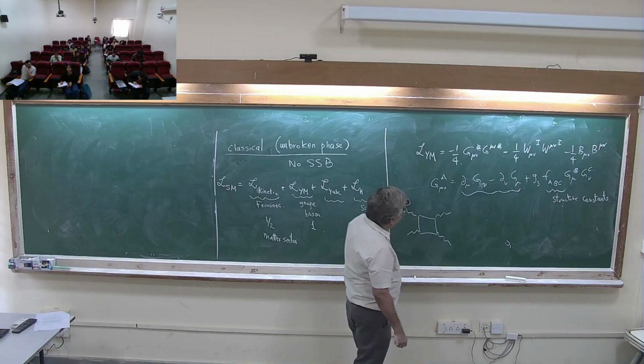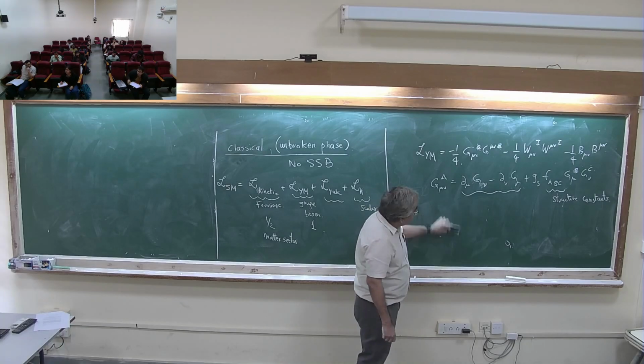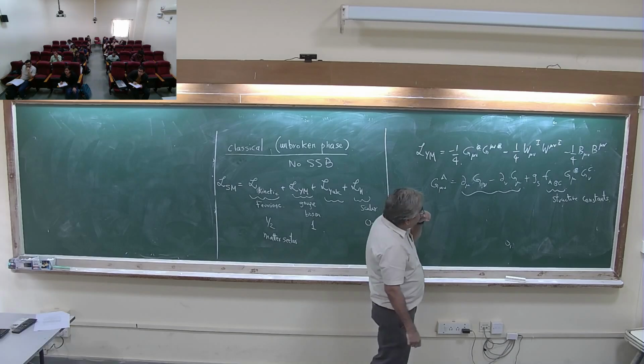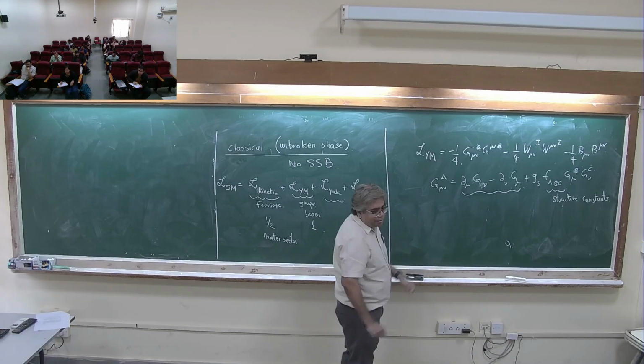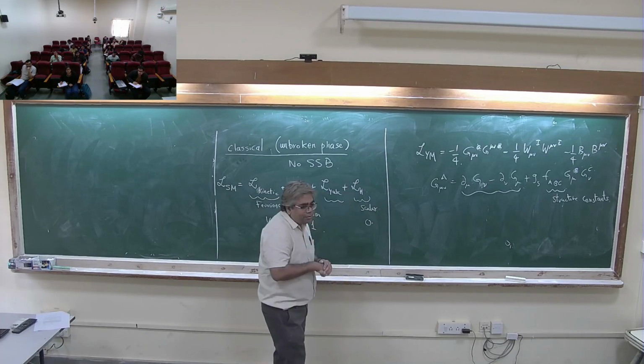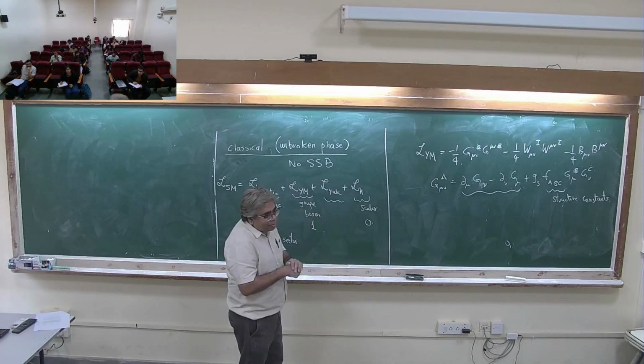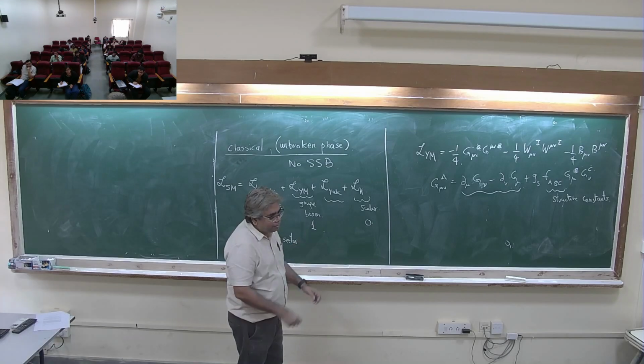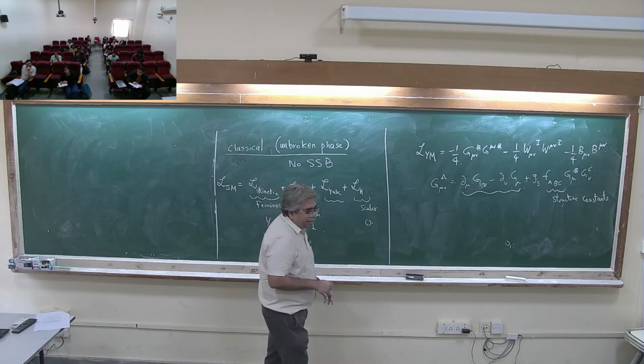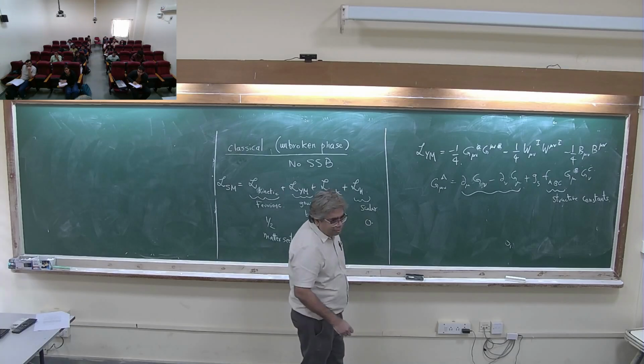What about the terms arising from G mu and dual of G mu? I'll come to that later. Okay, those are related to axions. They're essentially roughly zero. Yeah, I'll come to that later. Okay. Right.